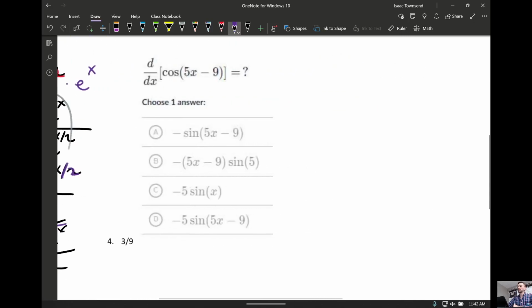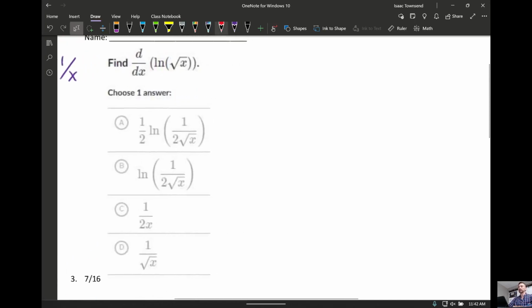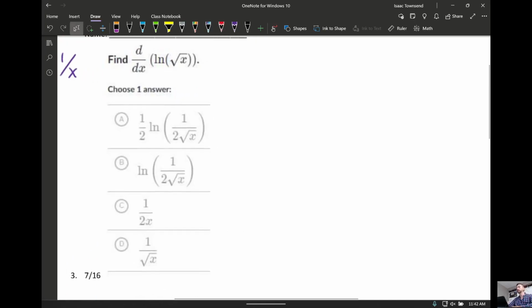Okay, then number 3, 7 out of 16, so slightly better. Again, I picked out all of them that were 50% or lower. So the big picture stuff is you want the derivative of natural log of something, which is 1 over the something, and then you got to come back and multiply by the derivative of square root of x. That's the inside part. So bring the power down, lower the power by 1.